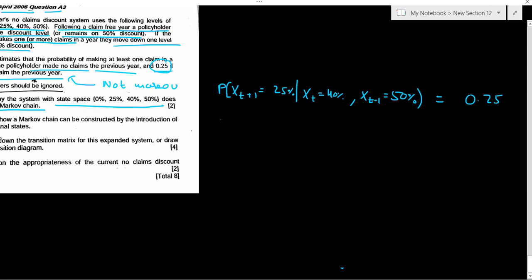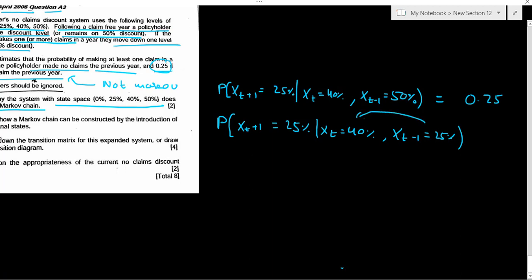Okay, but the probability that X(t+1) is equal to 25%, given that X(t) is equal to 40%, that is the probability of falling down, that is making a claim in this year, given that X(t-1) is equal to, let's say, 25%, that is you rose up one level last year, that is you did not make a claim last year, that is why you rose up. So you got from 25 to 40 in the last year, from t-1 to t.